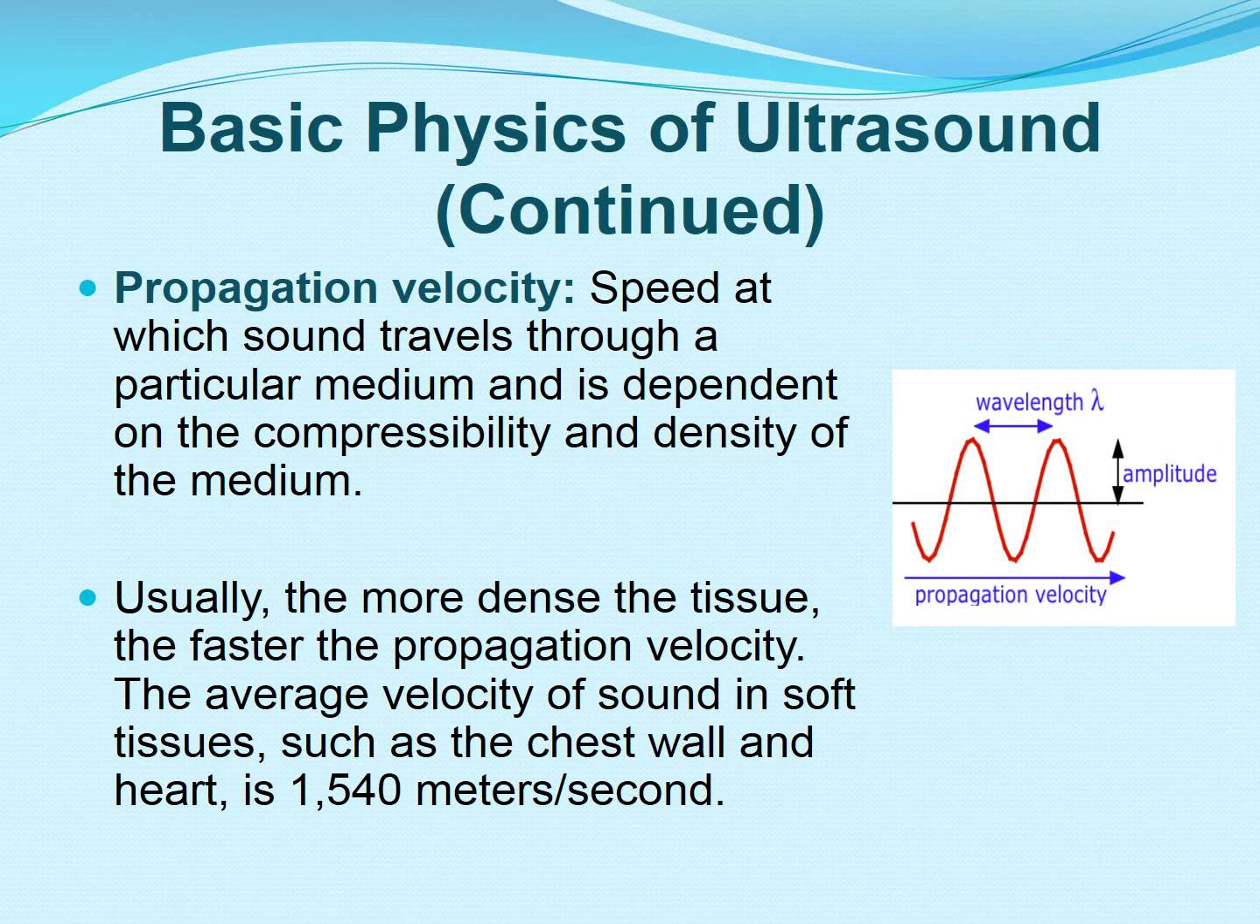The basics of ultrasound continued. Propagational velocity is the speed at which sound travels through a particular medium and is dependent on the compressibility and the density of the medium. Usually, the more dense the tissue, the faster the propagational velocity. The average velocity of sound in soft tissue such as the chest wall and heart is 1,540 meters per second.